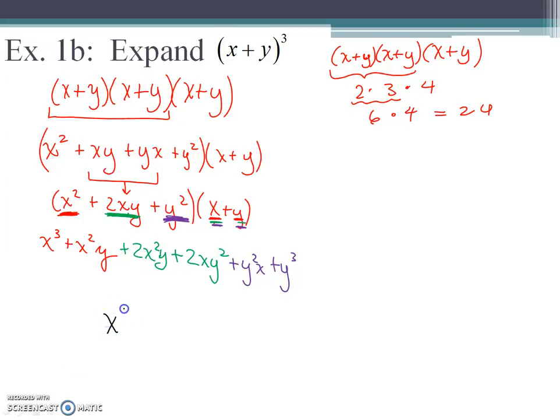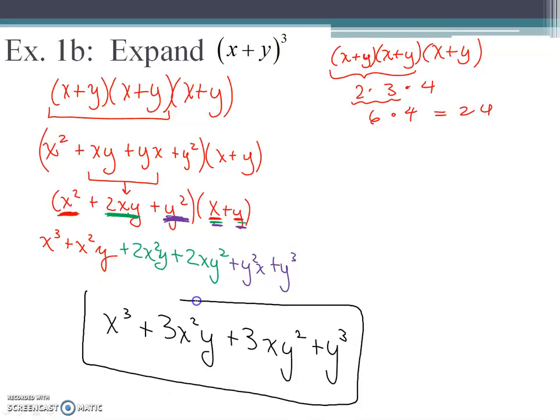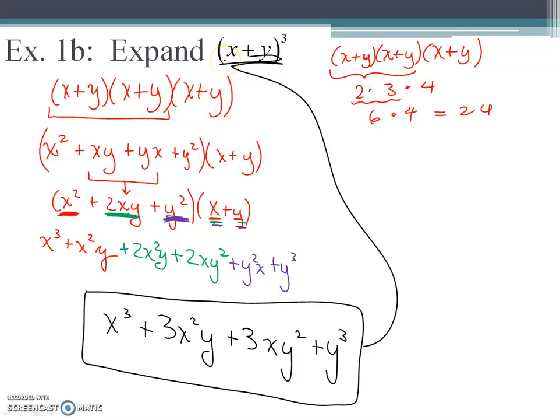We get x cubed plus, these two are like terms, x squared y, 3x squared y plus 3x squared, and we get y cubed. So this is the expanded version of this binomial to the third power. Okay, so that's what we mean when we say expand a binomial.